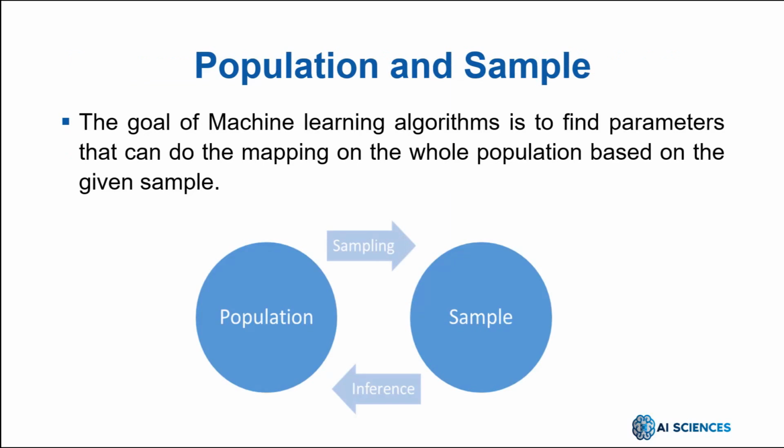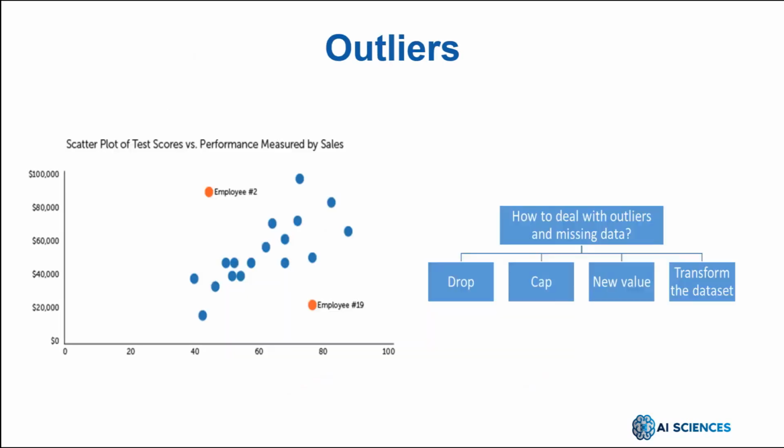A couple of other important terms in data science are population and sample. In data science, the whole population is our target, but due to a lack of resources, a data scientist can't work on the entire population. Because of that, we have to choose a representative sample of the data from the population. The goal of machine learning algorithms is to find parameters that can do the mapping on the whole population based on the given sample. As you can see, we have our population, and we will choose a sample by using a sampling technique.